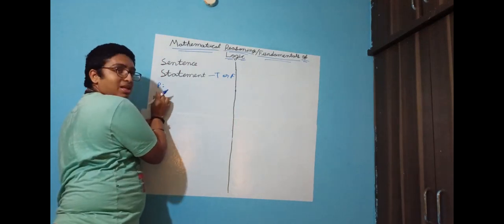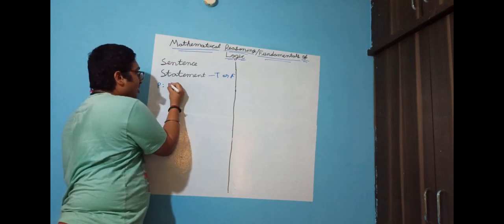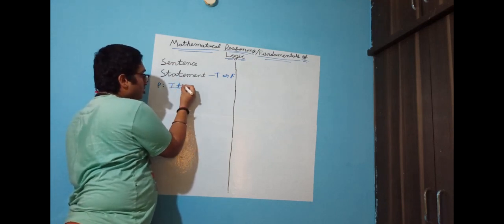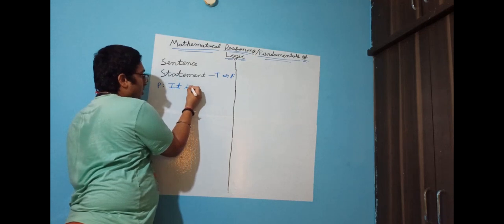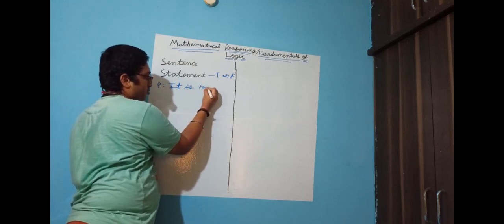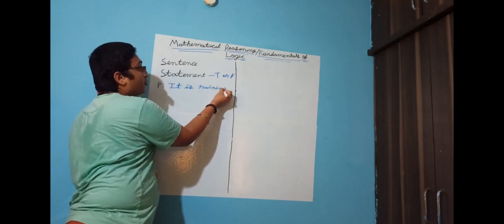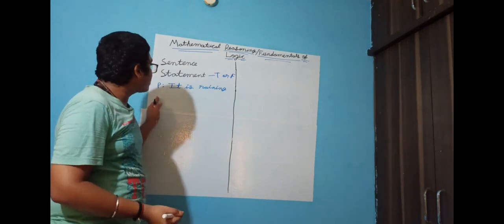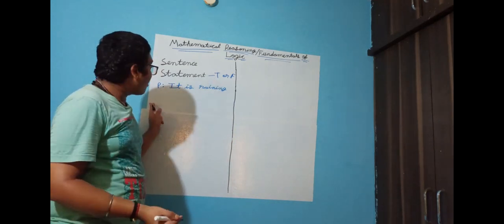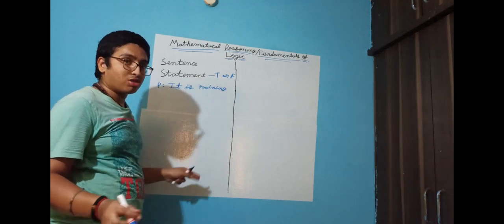Here P is the representation of a sentence. Let P be the sentence I am giving: it is raining. If it is really raining, we can say that statement P is true. Otherwise, the statement P will be false.